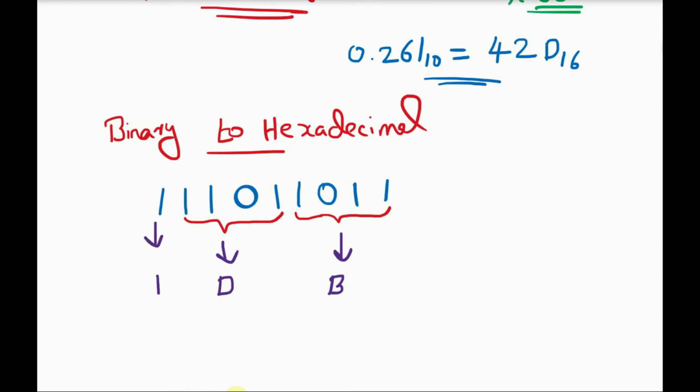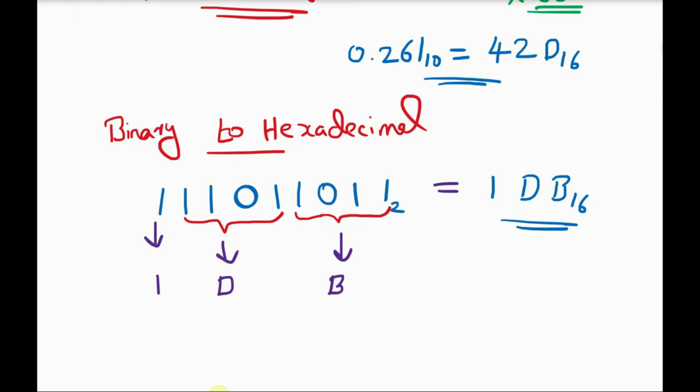It is 1. So the final answer is, sorry, I haven't written the base here, 111011011 to the base 2. So that is equal to 1DB to the base 16. So this is the answer, and this is how we convert binary to hexadecimal number. So this is quite easy. If any binary number is given to you, what you want to do is, from the right side, group in bits of 4 and write the corresponding hexadecimal number.